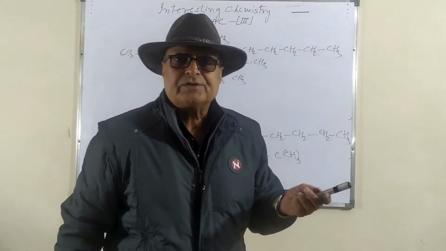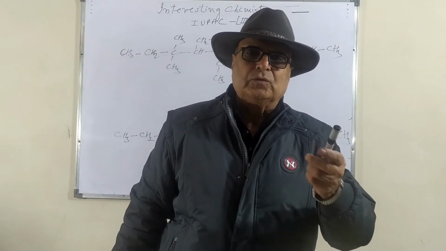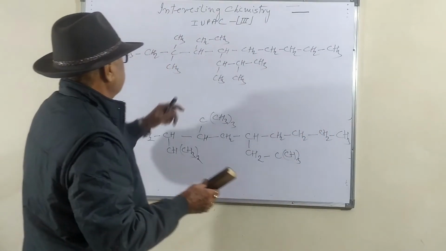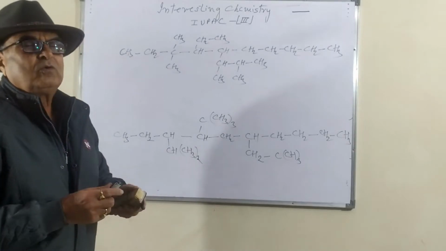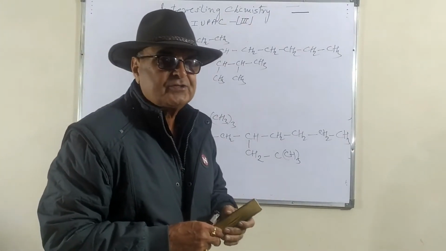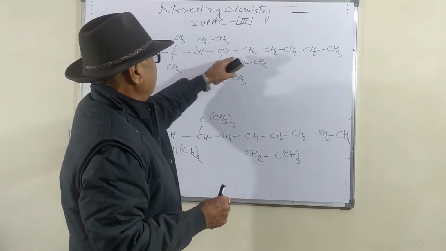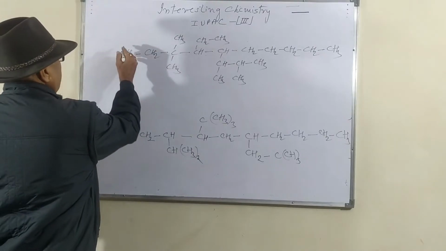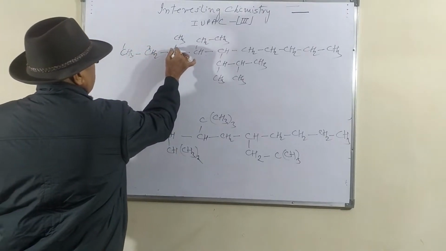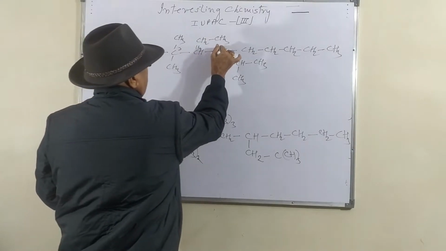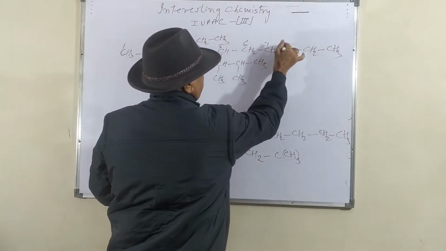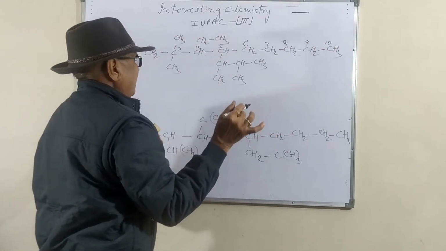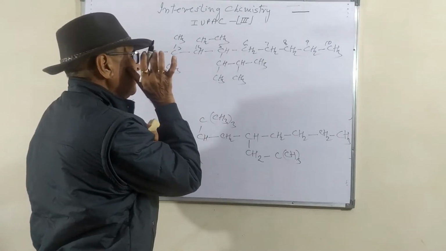So the name of this compound will be 3,5-dimethyl 3-propyl heptane. There are 2 more structures. How will you write the name of these structures? For the first structure, first of all you will find the longest chain: 1, 2, 3, 4, 5, 6, 7, 8, 9 and 10. The name of this compound is decane.